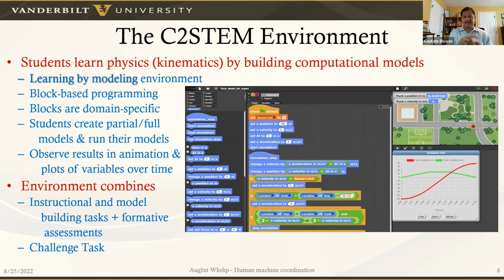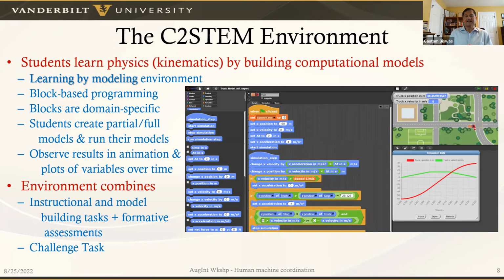You can see, they drag and drop blocks to create their model. The model usually it's a simulation model, so they have to first initialize a set of variables. They have to think of what variables to use, and then they have to build the simulation step, which is how the simulation is going to advance in a step-by-step manner to generate the right behaviors.